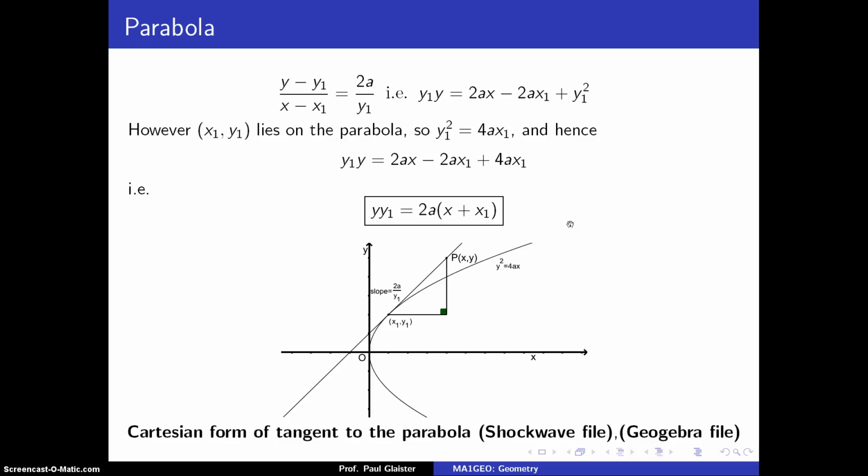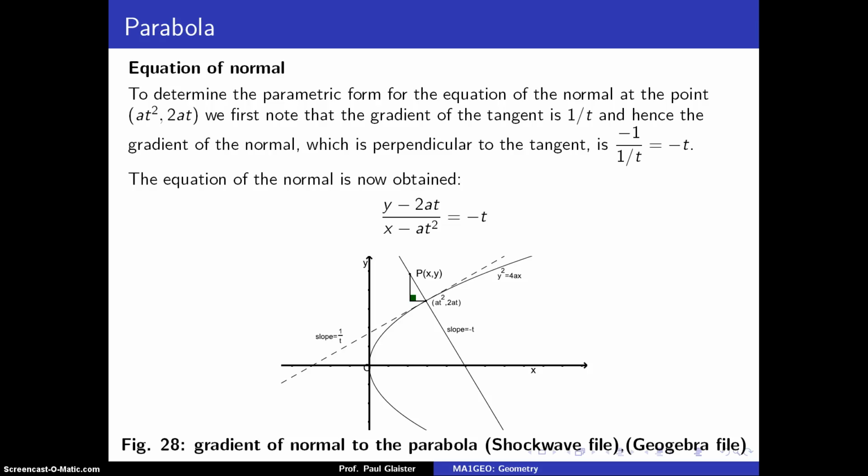Now the most important thing is, apart from being able to get these results, knowing where they are in the notes, not remembering them. That's not needed. Now the normal is another important aspect of a parabola, in fact for many shapes, that one would want to know what the equation of it is. So again, to remind you that the normal is a straight line which is always perpendicular to the tangent.